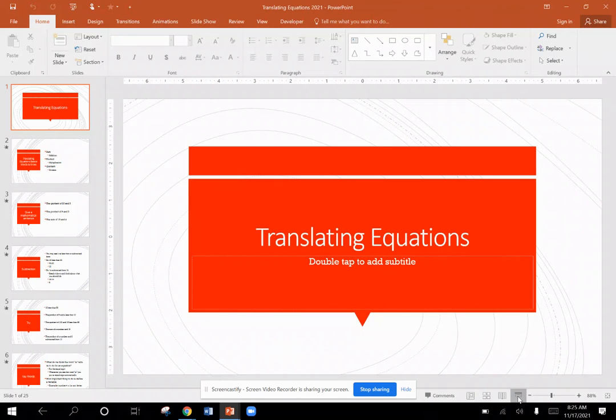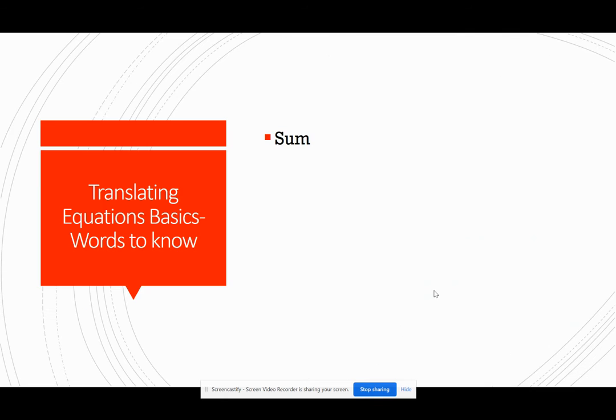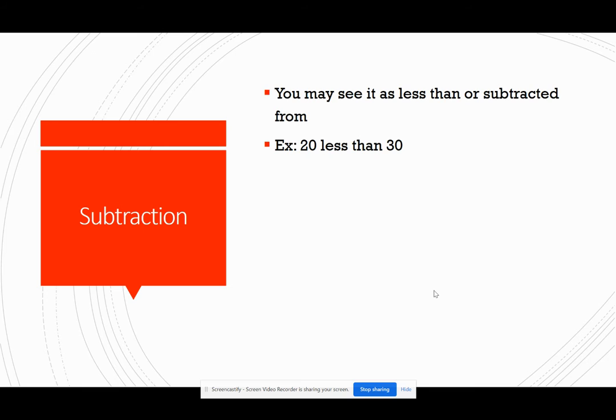So we are going to go over translating equations. We're going to go over the basics. The word sum means addition, product means multiplication, and quotient means division. We're going to skip over these slides because those were the basics that everyone seemed to get a hold of. If you need some more help on that, please just let me know.